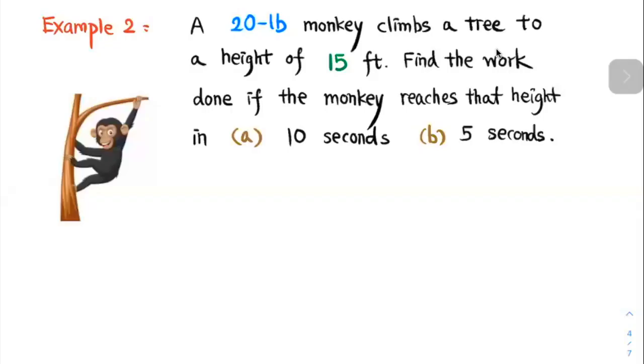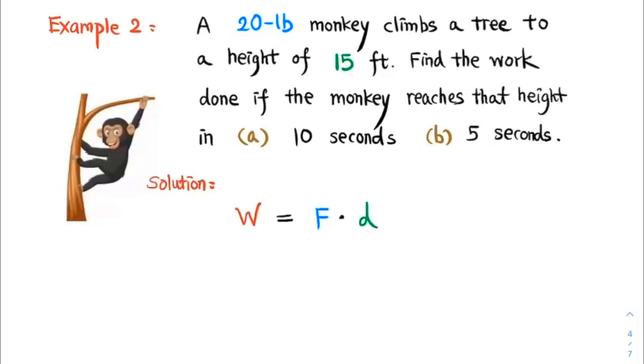Example 2. A 20-pound monkey climbs a tree to a height of 15 feet. Find the work done if the monkey reaches that height in A, 10 seconds, B, 5 seconds. To solve this problem, we're going to use the constant force work formula.